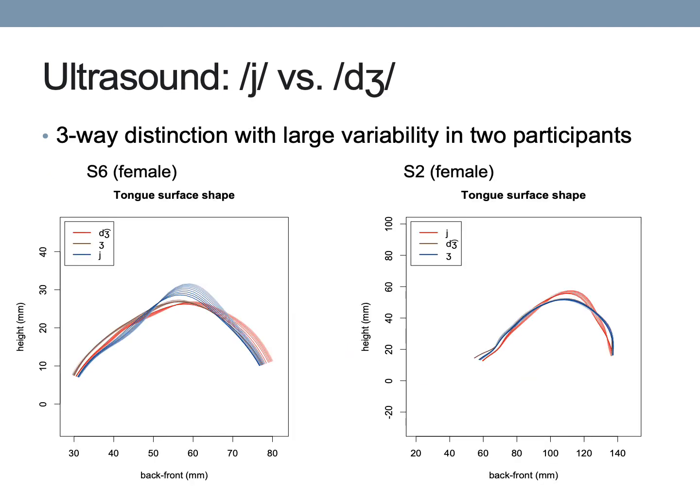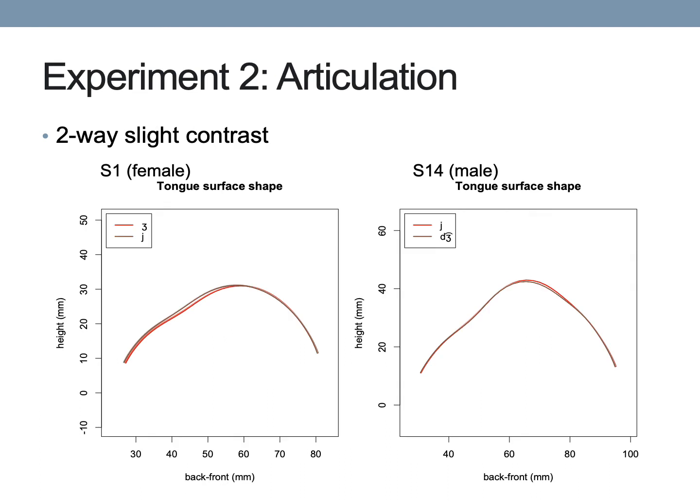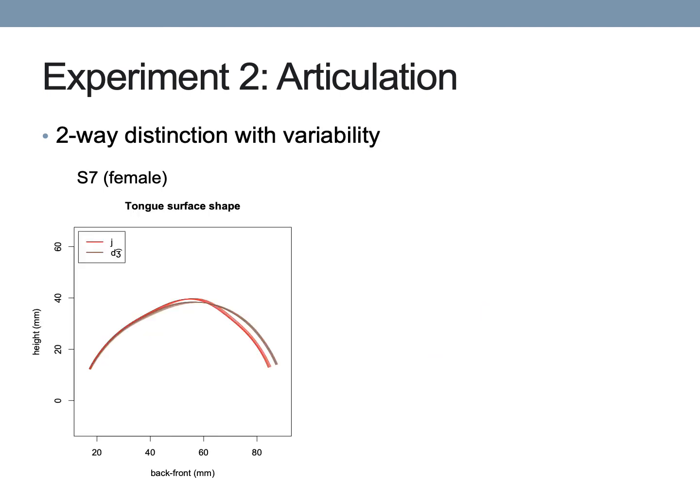In contrast, the articulations of the voiced affricate were much more variable. 2 out of the 5 speakers had a 3-way distinction between the glide, the affricate, and the fricative. As visible in the graphs, the articulations also showed significant variability, and there was a large articulatory overlap between the fricative and the affricate variants. The other 3 subjects had a 2-way contrast between the glide and the affricate or the fricative. However, in 2 out of those subjects, the 2 variants were practically indistinguishable in terms of tongue shape, and only 1 subject showed a clear 2-way contrast, although the articulation was also somewhat variable.